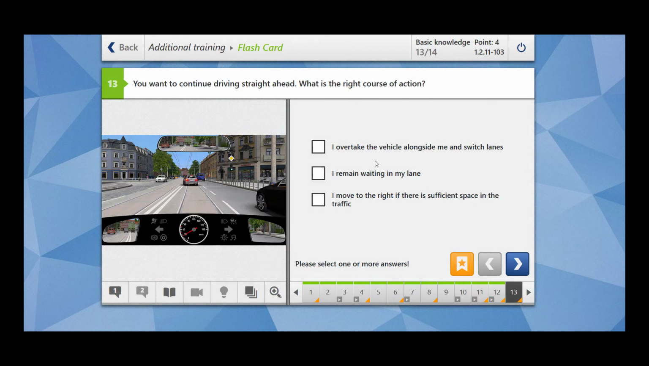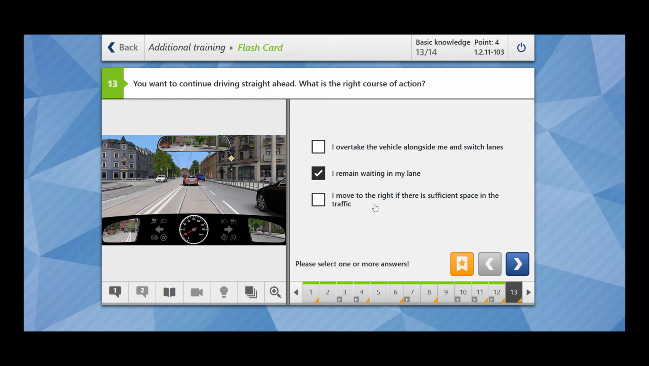I overtake the vehicle alongside me and switch lane? This is incorrect because here you see it could be a dangerous situation. There is not enough distance or enough space before the traffic lights that will allow you to overtake this black vehicle. I remain waiting in my lane. This is the correct thing. You should remain waiting in the lane. Allow this car to turn. Once it has turned, then you can continue straight ahead.